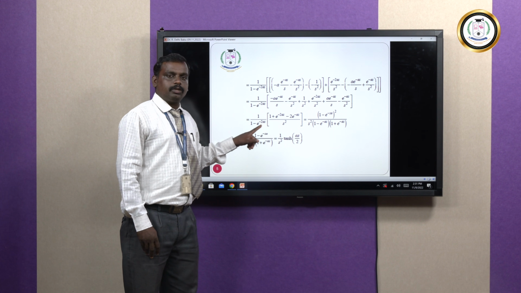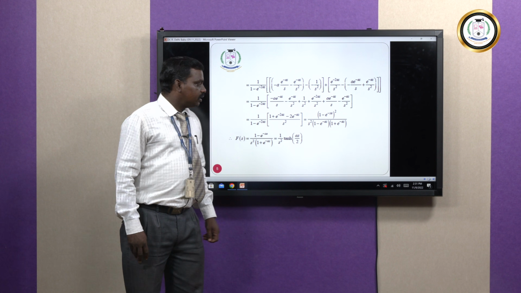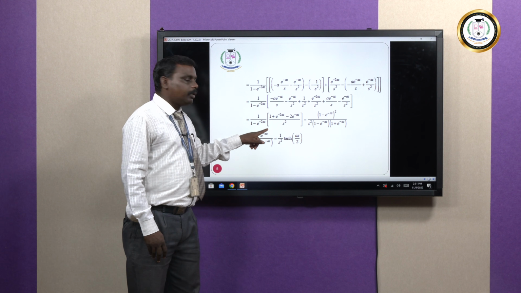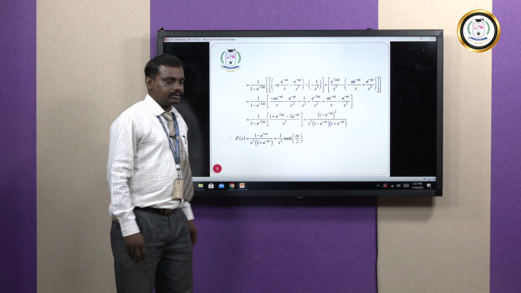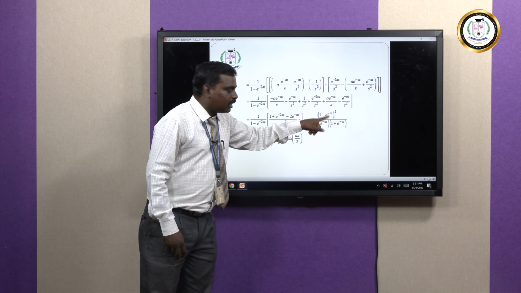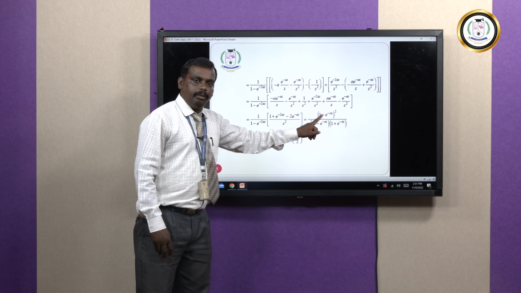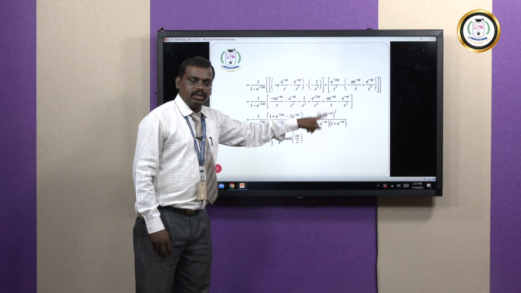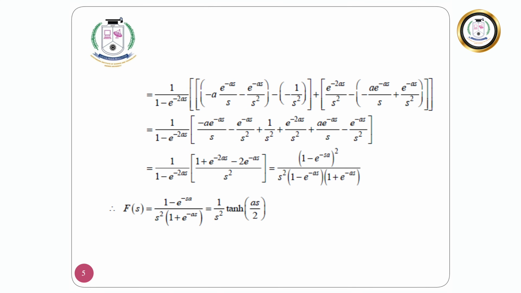You know a square minus b square is a minus b into a plus b, that is 1 minus e power minus as into 1 plus e power minus as. So 1 by s square whole square, one term gets cancelled, and then take e power minus sa by 2 common in both numerator and denominator, both get cancelled, and further this term becomes tan h as by 2.